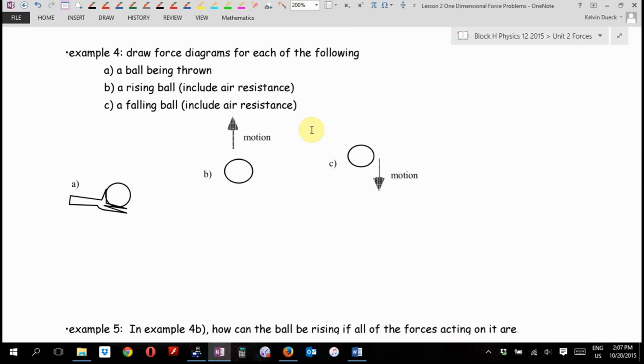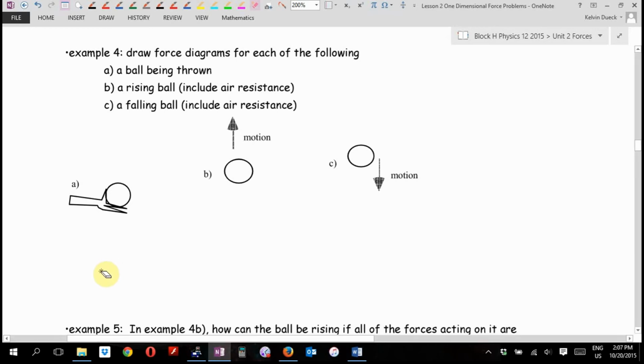What we're talking about here is a ball being thrown. Look up, this right here, that part. B is right after it leaves my hand. C is when it's on its way down. Okay? So let's do a ball being thrown.